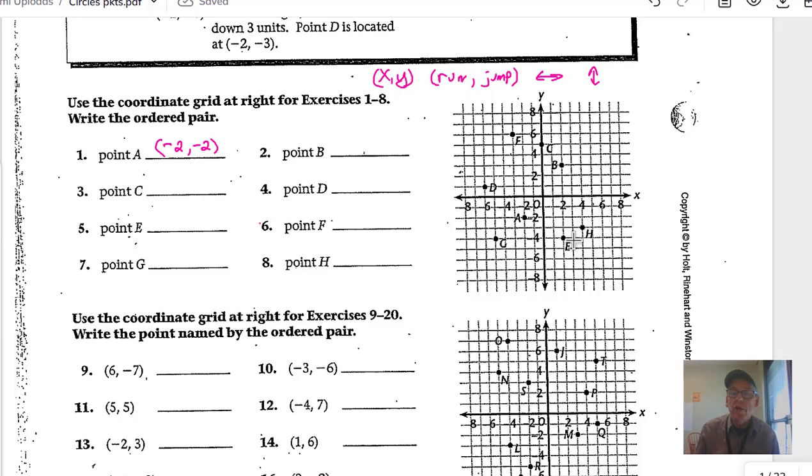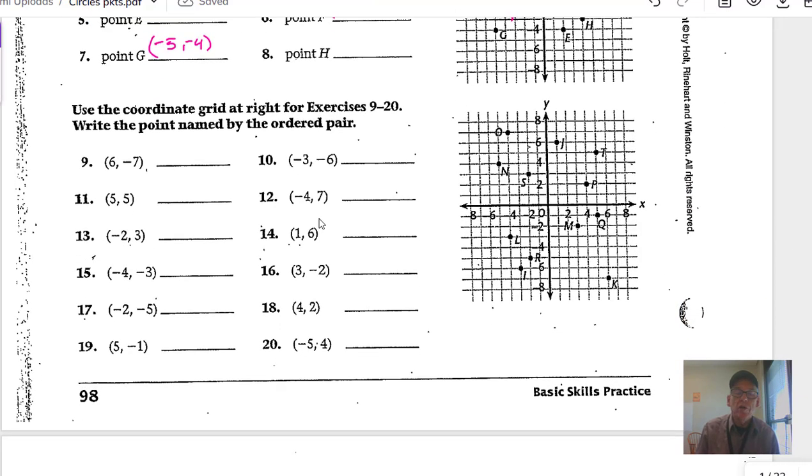Let's look at number 6, point F. Here's point F. This is back 1, 2, 3 units, up 1, 2, 3, 4, 5, 6. So back 3, up 6. -3, +6 for the coordinates. Do one more, point G. 1, 2, 3, 4, back 5. Down 1, 2, 3, 4, back 5, down 4. So -5, -4.